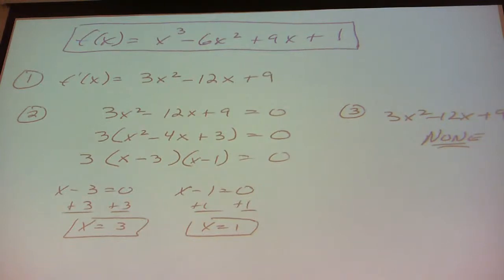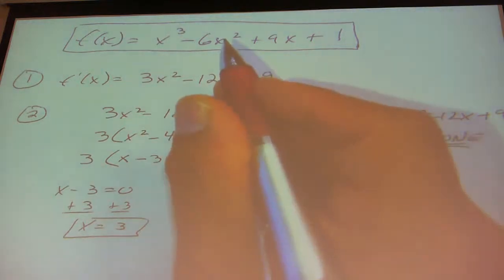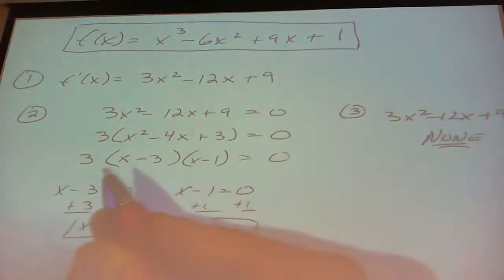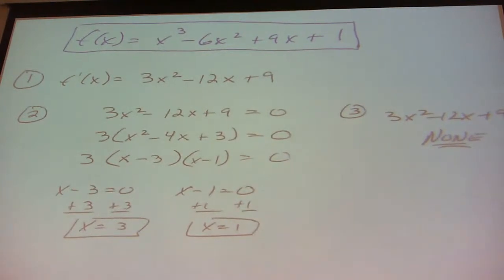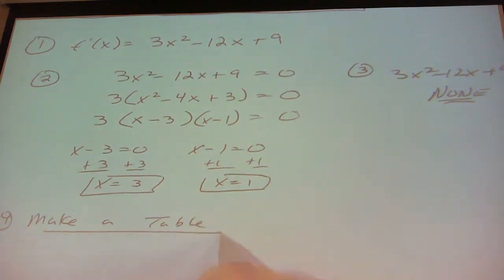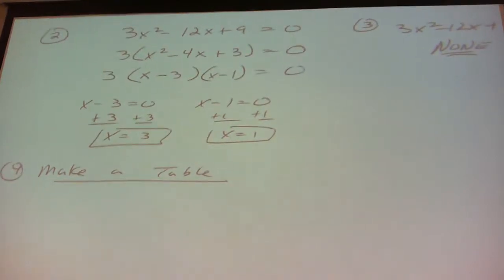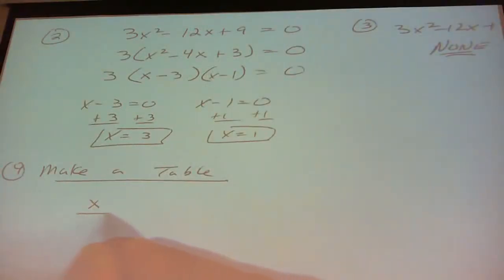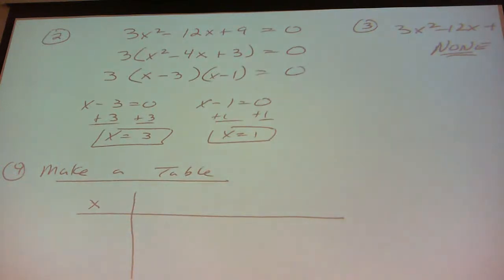Questions so far? Let me be clear, all this work is to find the maxes and mins of the original. It's all about the original. Okay? So step 4, we're going to make a table of the numbers we want to look at. Through this process, what numbers did we find? 3 and 1. So 1 and 3.